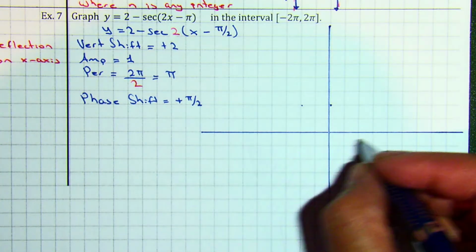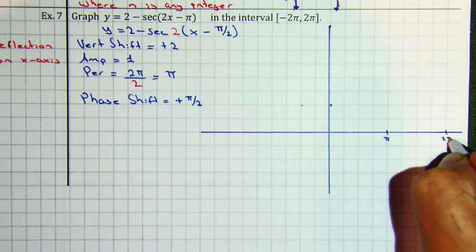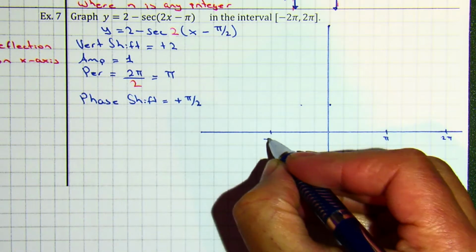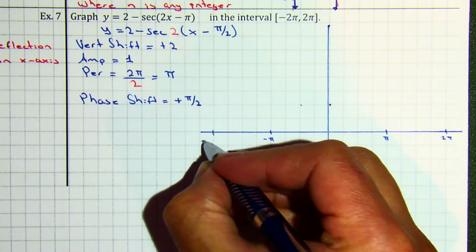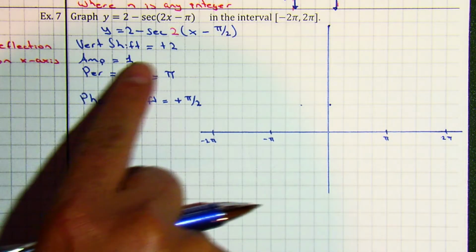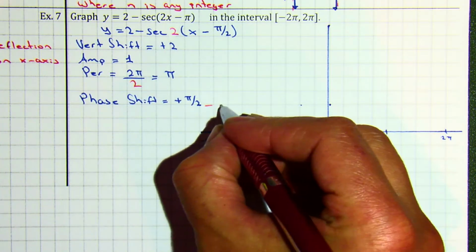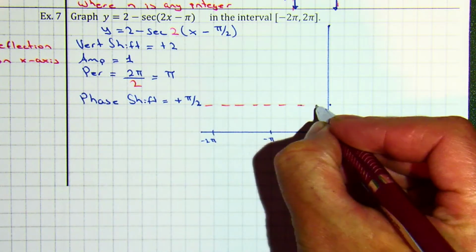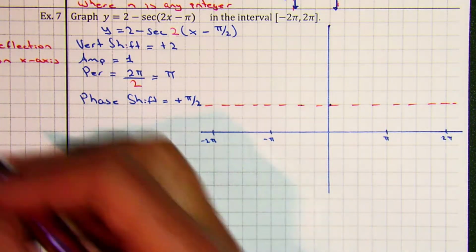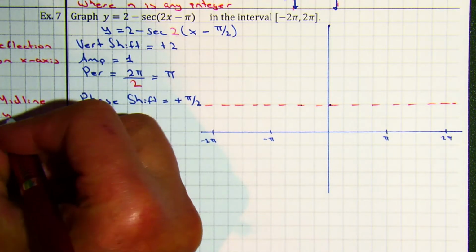So let me label my x-axis. 1, 2, 3, 4 will be pi. 1, 2, 3, 4 will be 2 pi. To the left, 1, 2, 3, 4 will be negative pi. 1, 2, 3, 4 will be negative 2 pi. Let me start with my vertical shift. That means I need to make a new midline at 2. So your midline is y equals 2.